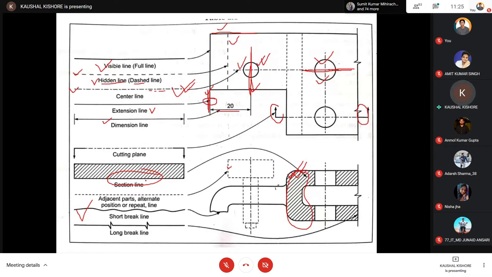Suppose a cylinder is placed on the table, and we cut the cylinder in the middle, horizontally. After the cutting of the cylinder, you will draw the picture of that cutting surface. So with the help of the cutting plane or sectional line, you have to draw the surface of the cutting section.